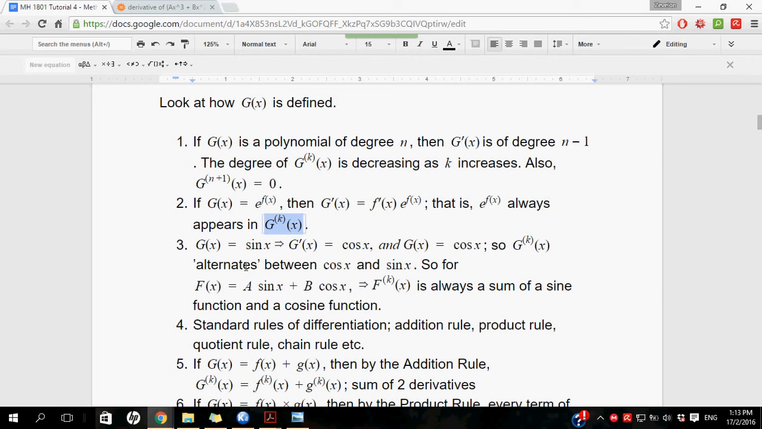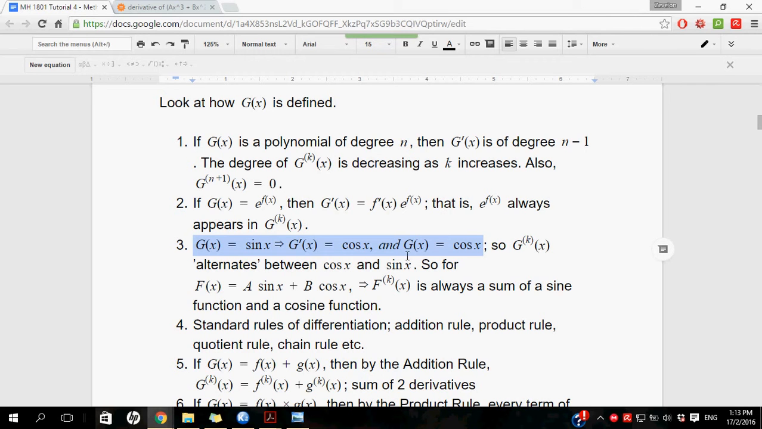If it turns out that g of x is a trigonometric function, such as sine x or cosine x, then we can see that by looking at what happens when we take successive derivatives, g of x alternates between sine and cosine. If we start with sine x, we would switch to cosine x, and then on the next derivative, it would become minus sine x.